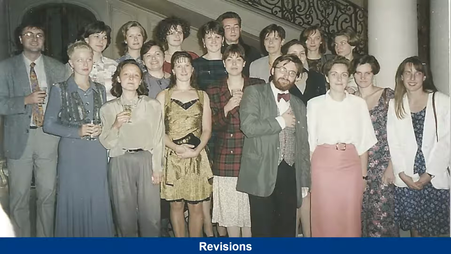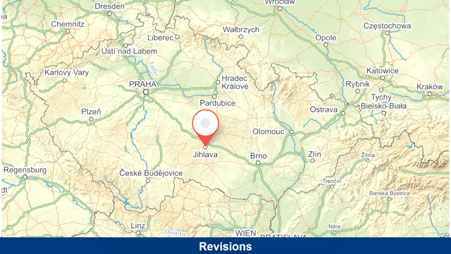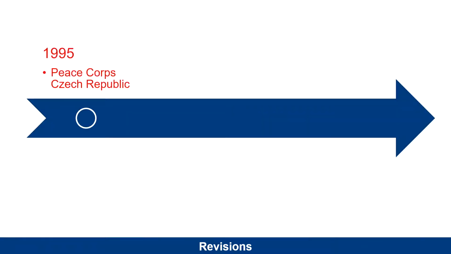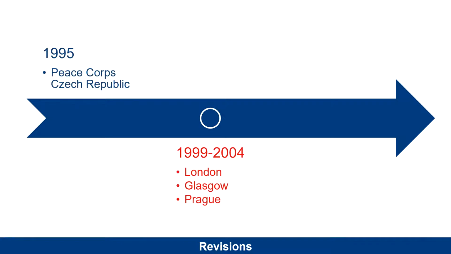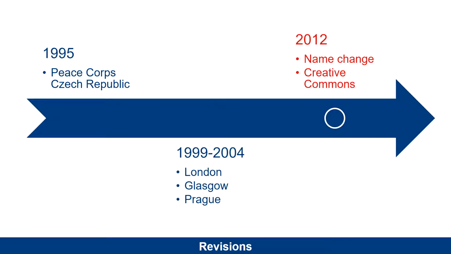Now, this document has been in development for many years. It started off very early on in the mid-90s with a group of Czech teachers who were teaching for the United States Peace Corps during a summer term in Jihlava, a town in Moravia, and that was in 1995. And from then on, it was being used for teaching in a number of contexts, and that's where we made many more revisions from 1999 to 2004 in London, Glasgow, Prague. And finally, we made some changes, including changing the name, and released this document under Creative Commons in 2012.